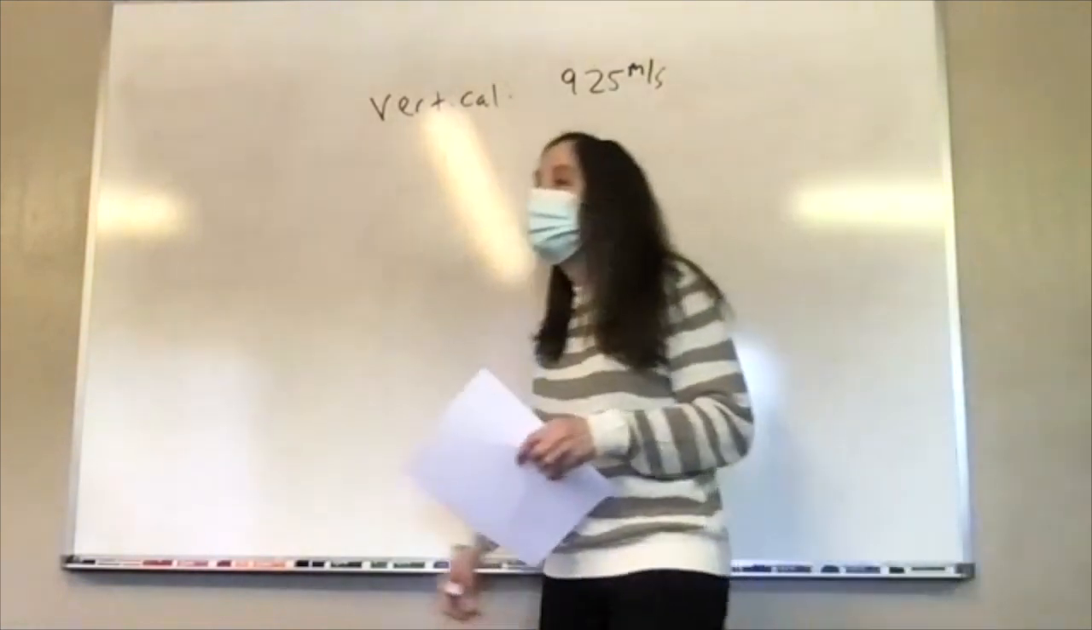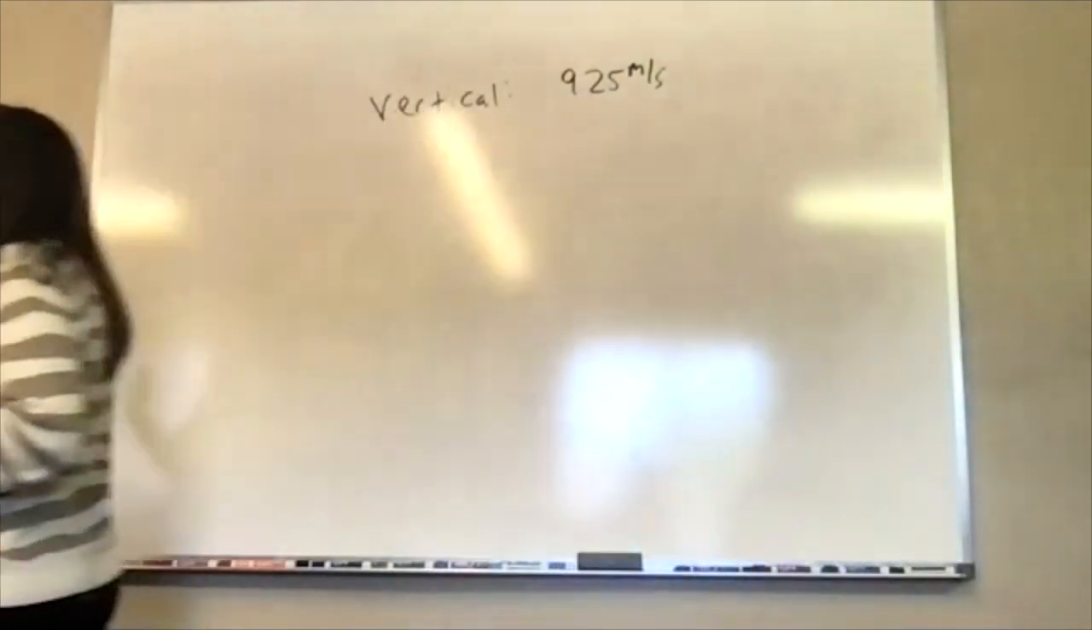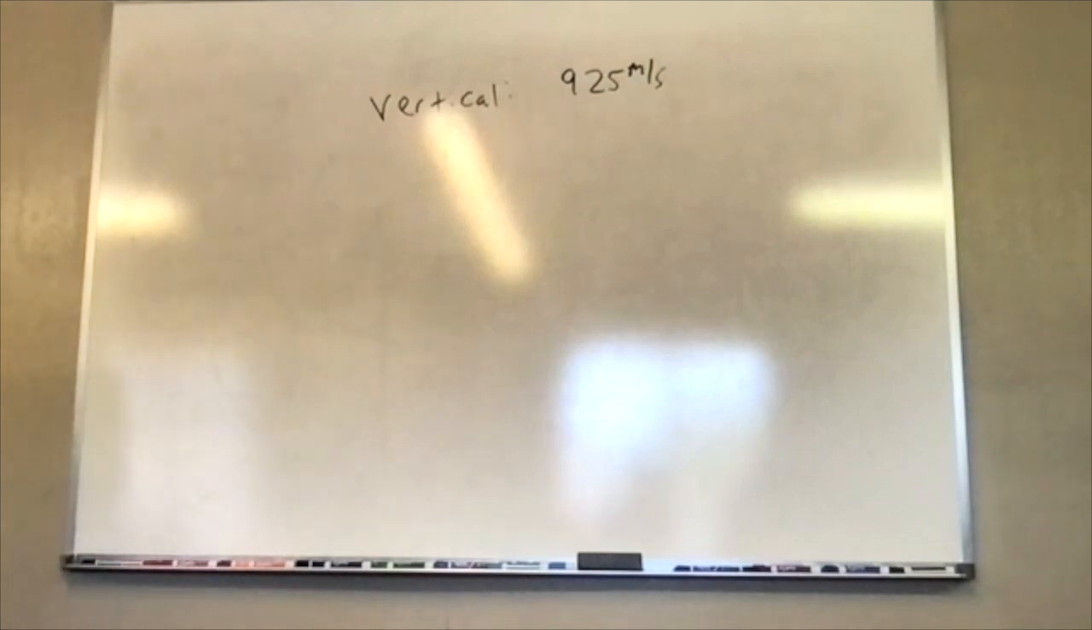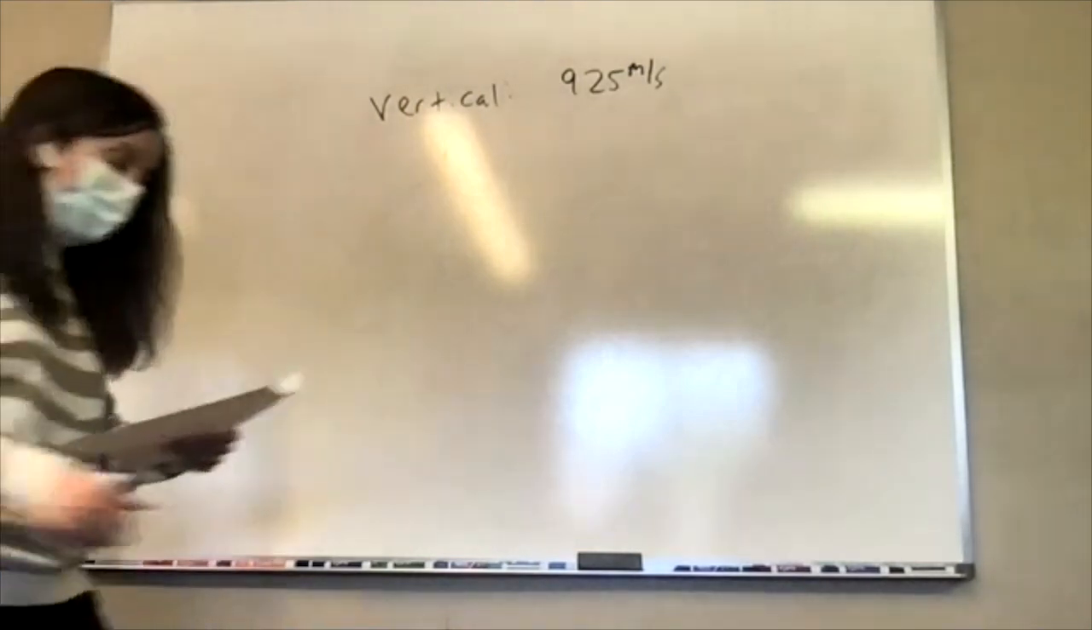That would be if you had acceleration, right? But in this situation, you want to use sine or cosine. Which one would give you a vertical, sine or cosine? Yeah, that's right. So all we need to do is take 925 and multiply it by sine of 5 degrees in order to get the vertical component.